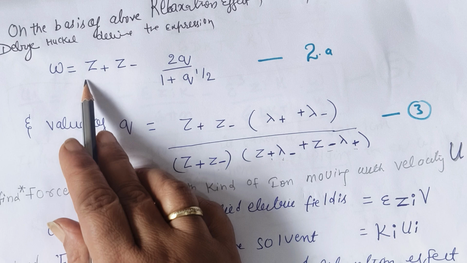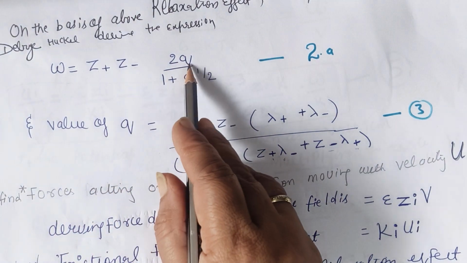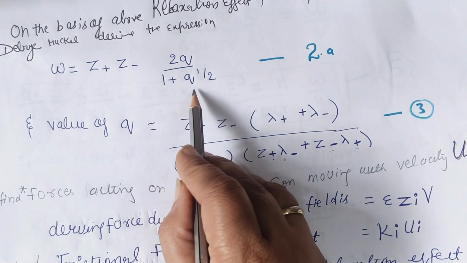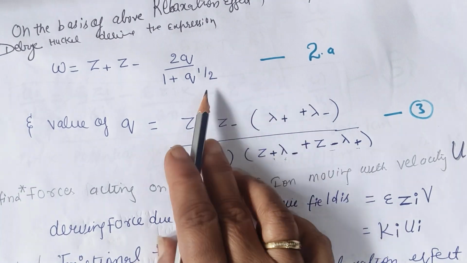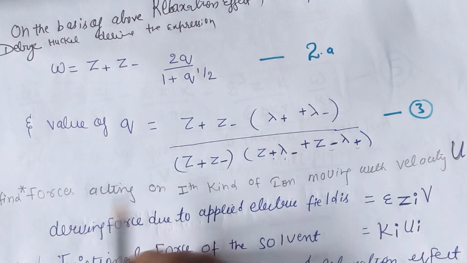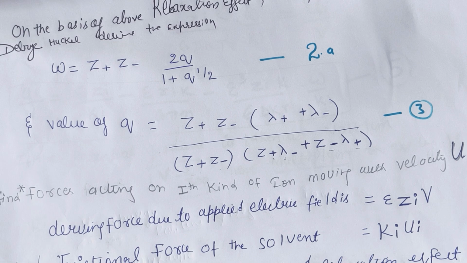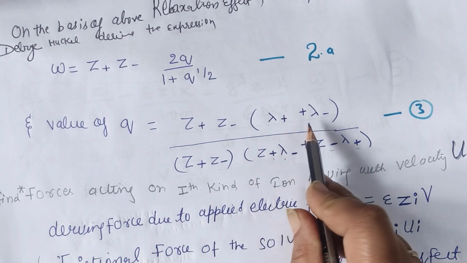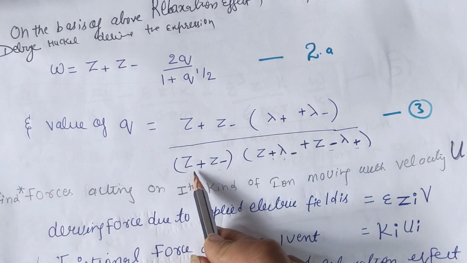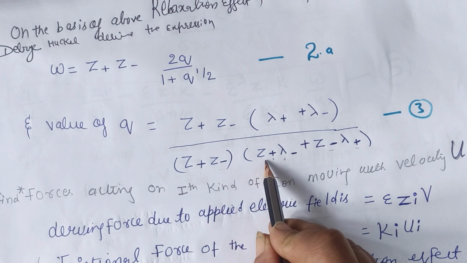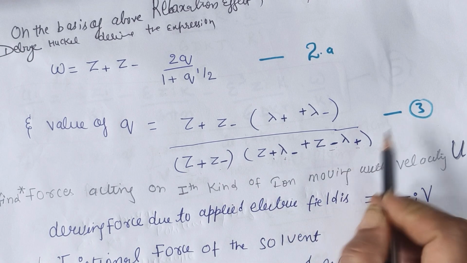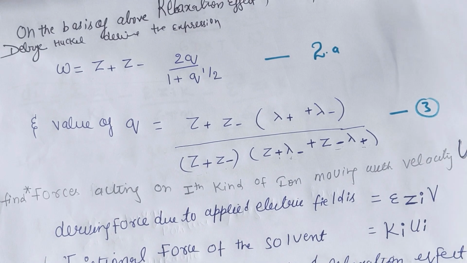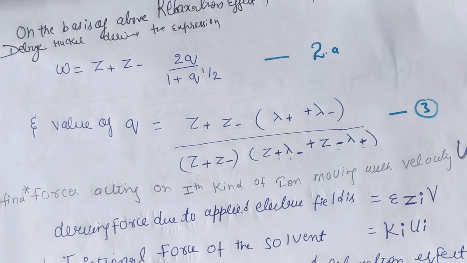So we have to start with W equals Z plus Z minus 2Q by 1 plus Q to the power 1 by 2. And so this is the starting of your Debye-Huckel Onsager equation derivation. So the value of Q is given by Z plus Z minus lambda plus lambda minus, Z plus Z minus into Z plus lambda minus plus Z minus lambda plus. So this is equation number 3. So what first and second equation will we take?